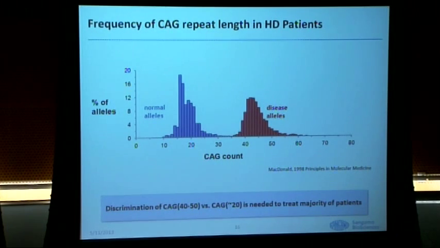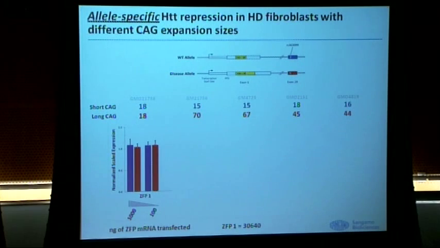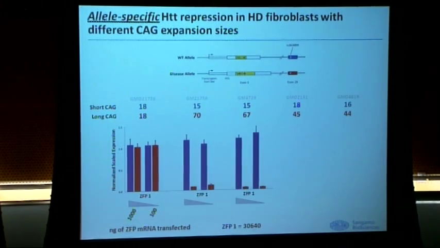70, of course, would be way out to the right in this particular distribution. So we've collected these lines from Coriell and done the experiment where we introduce the zinc finger proteins to these lines and ask whether they continue to show discrimination across these different repeat ranges. And the answer is that they do.